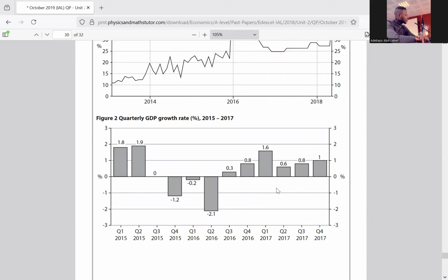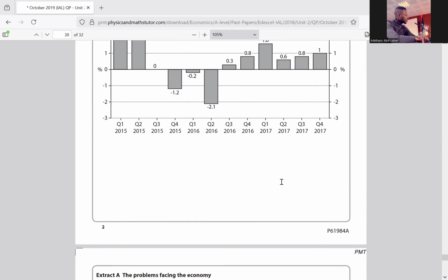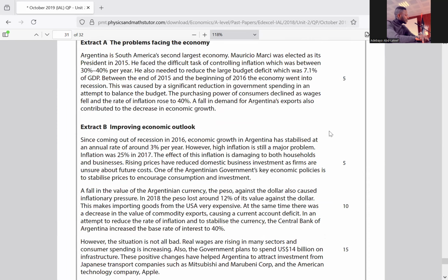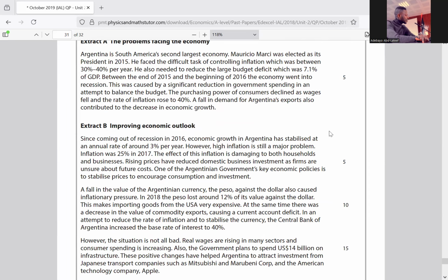So that takes us to question C. They said, with reference to extract B, analyze one possible impact of the fall in the value of the peso on Argentina's current account on the balance of payment. This is the case study anyway. So exchange rate first. What is exchange rate? Exchange rate is the price of a country's currency relative to other countries' currency, like the price of the peso compared to the dollar.